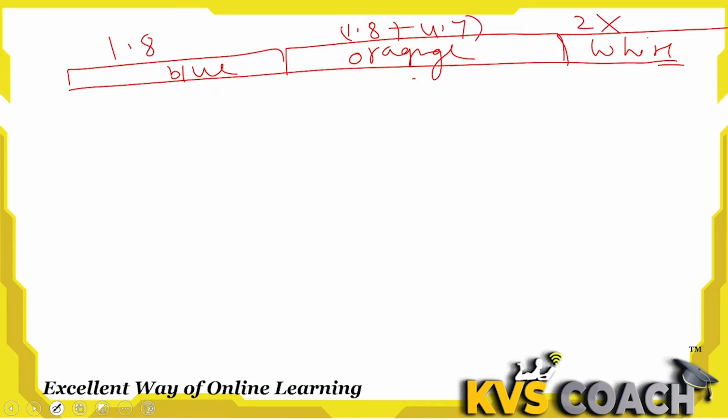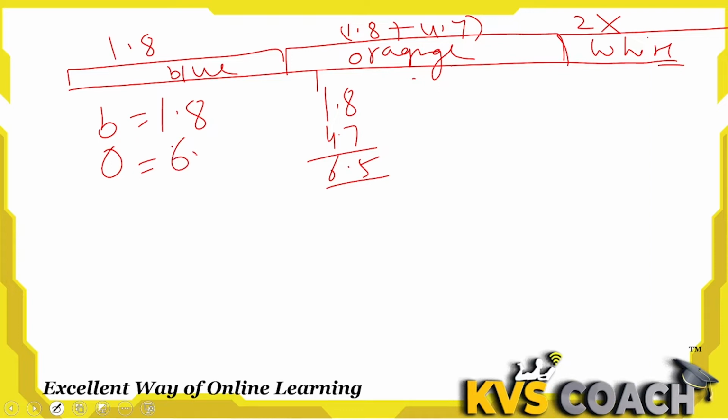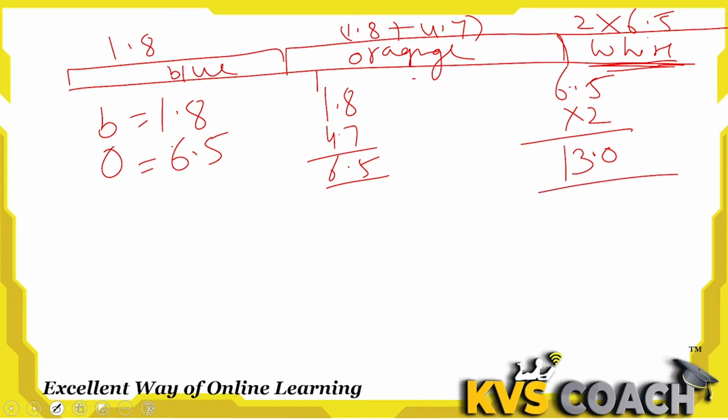Let's check what the value of this is. Here it is blue, for B we will put 1.8. For orange we will put 1.8 plus 4.7, so this will be 6.5. So orange will be 6.5. Now the white portion is double the orange, so 6.5 multiplied by 2. 6.5 into 2: 5 twos are 10, 6 twos are 12, plus 1, 13. After 1 digit there is a point here, so it will be a point here. So the white portion is 13.0.